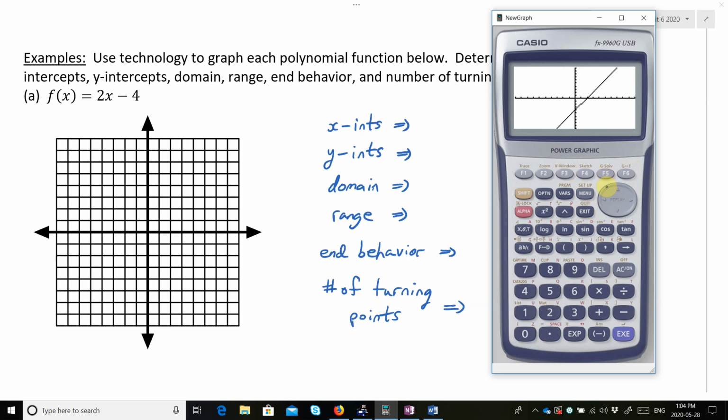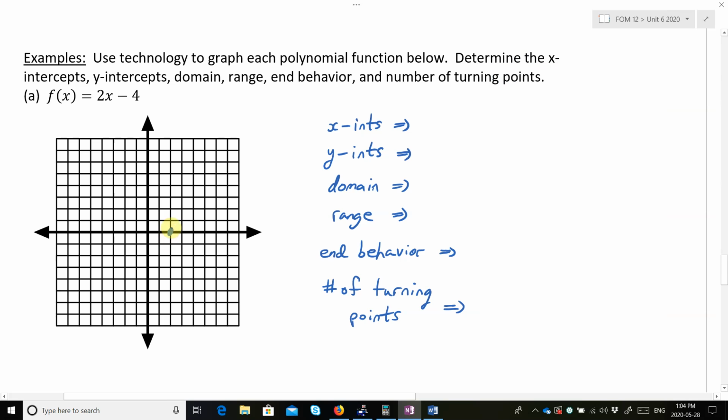Okay, the x-intercepts we can actually get. I think it's under G-Solve, so you go Shift F5, and it's got, oh, root is the x-intercept, so we'll just go root. So we have a root at (2, 0). There's the x-intercept. X-intercept at 2.